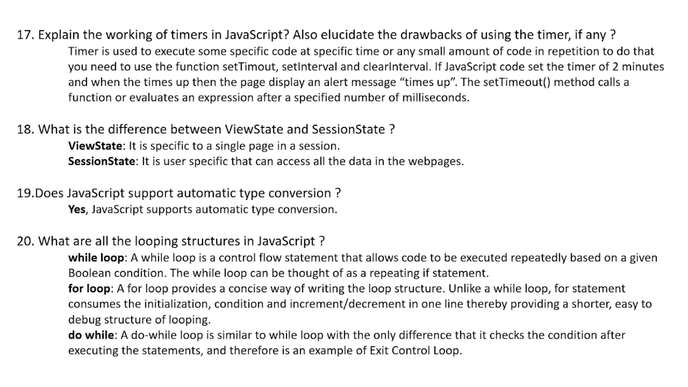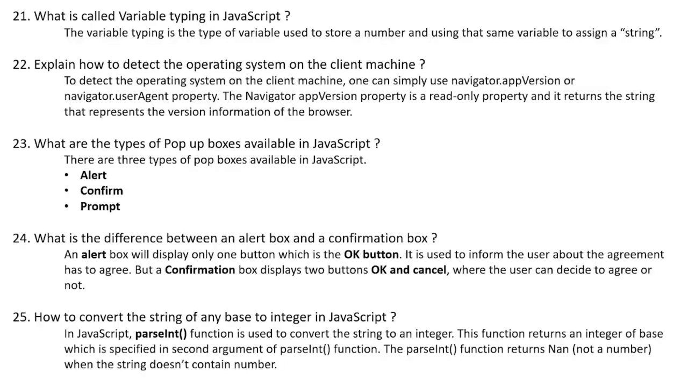Do-while. A do-while loop is similar to a while loop with the only difference that it checks the condition after executing the statements, and therefore is an example of an exit control loop. Question 21. What is called variable typing in JavaScript? Answer. Variable typing is using a variable to store a number and then using that same variable to assign a string.